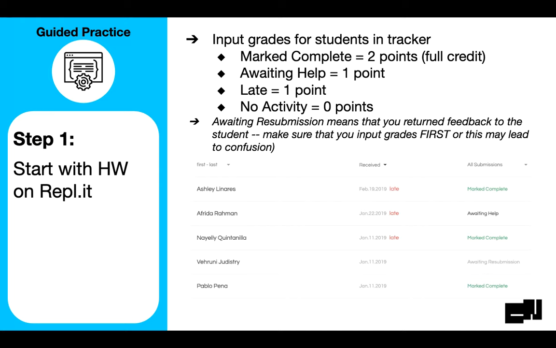And if you see that there was no activity, that means the student did not submit anything, and you'll give them 0 points. Note that if under all submissions it says awaiting resubmission, that means that you already returned feedback to the student, which we'll go over later. Make sure that you input grades first, or this may lead to confusion.